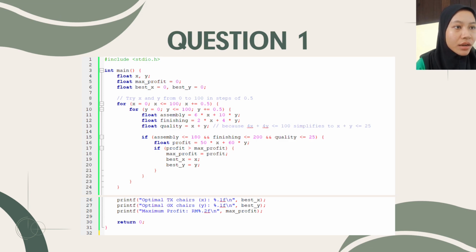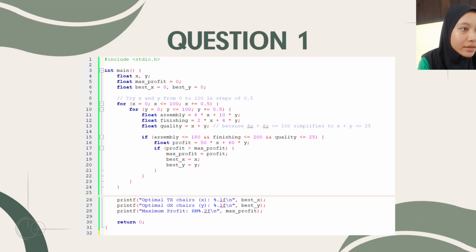Then lines 11 until 13 calculate total minutes used in the assembly department, 6 minutes per TX, 10 per GX, and for the finishing department 2 minutes per TX, 4 per GX, and the last one, quality control, 4 minutes per unit, simplified as x plus y less than or equal to 25. Line 15 checks if the current values of x and y satisfy all constraints. Then line 16 calculates the profit for the current combination of x and y.